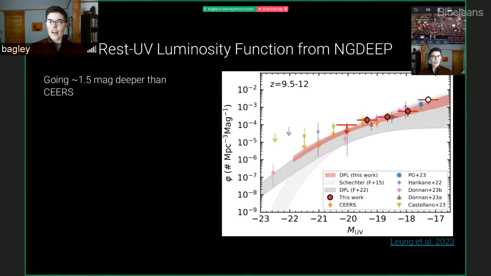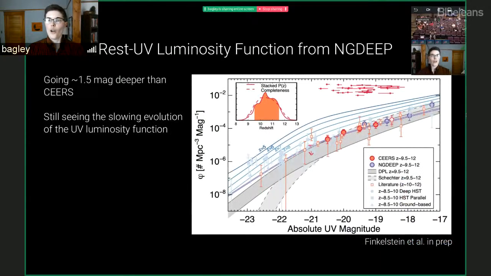This is a figure from Leong's paper. It came out early last week, showing the luminosity function, including NG-DEEP in red circles there. And when we combine it fully with SEARS, we see that NG-DEEP really does agree with the slowing evolution of the UV luminosity function.